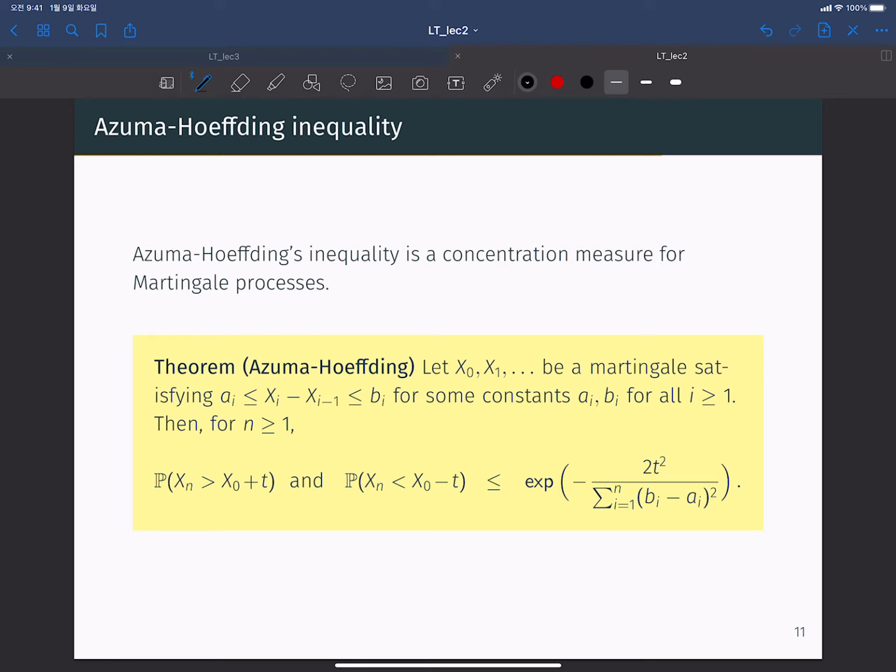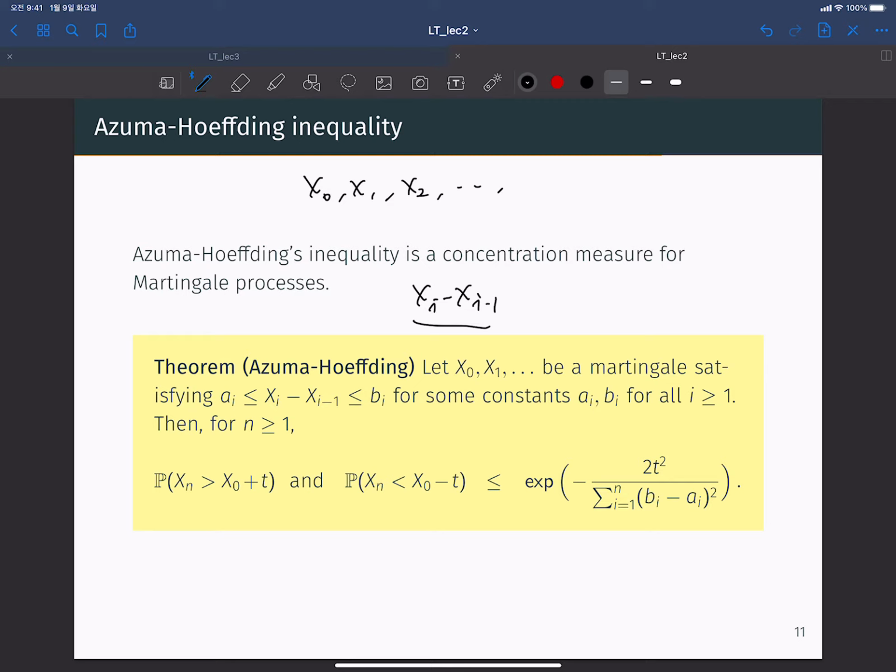So what is a martingale process? Martingale process is this. You have a sequence x0, x1, x2, a sequence of random variables. Here, xi minus xi minus 1 is independent, but the distribution of xi minus xi minus 1 can depend on past history.